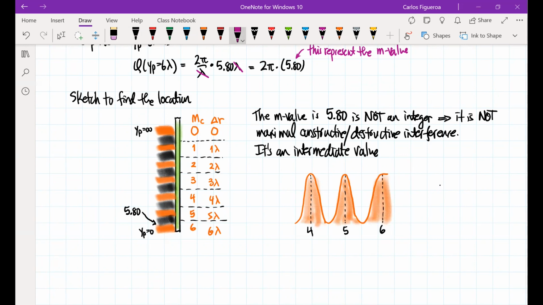So what you're seeing here is 5.8 is closer to a maximum right here. So this is 5.8. This implies that it's closer to a maximum than a minimum.